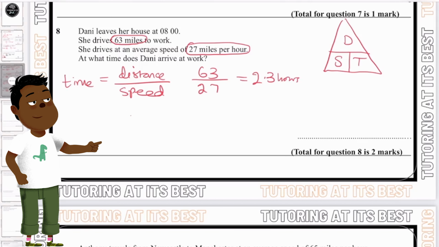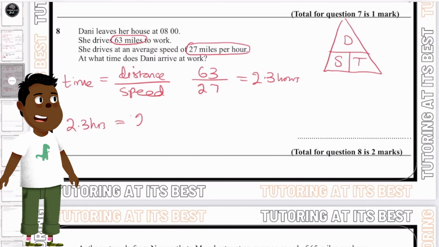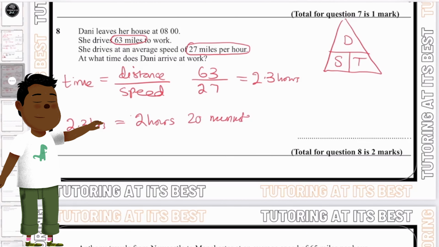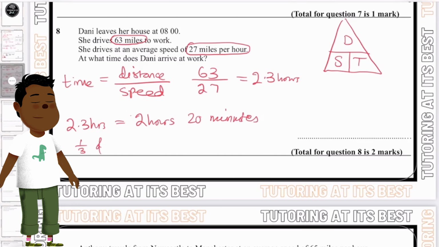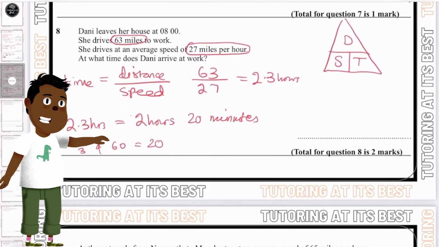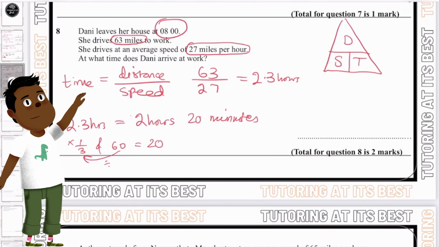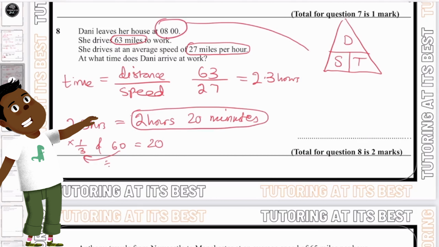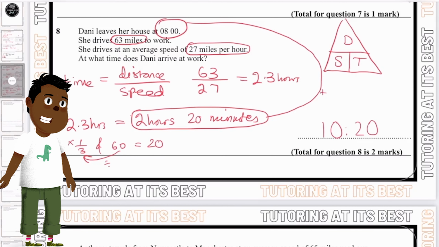So now we need to work out what 0.3 hours is in minutes. And that's going to be 2 hours and 20 minutes. And the way I did that was simply take 1/3 of 60, where I divide by the denominator and then times the numerator, and I roughly got about 20 minutes. So if we leave at 8 o'clock and it takes us 2 hours, 20 minutes, altogether, if we add 2 hours plus 20 minutes, that will give us 10:20, and there we are.